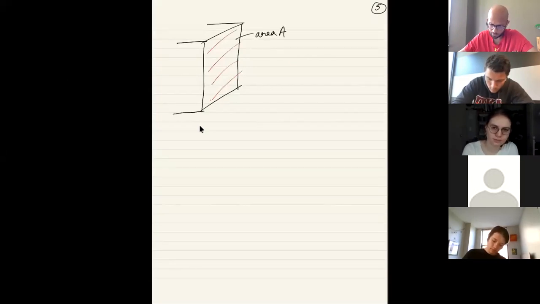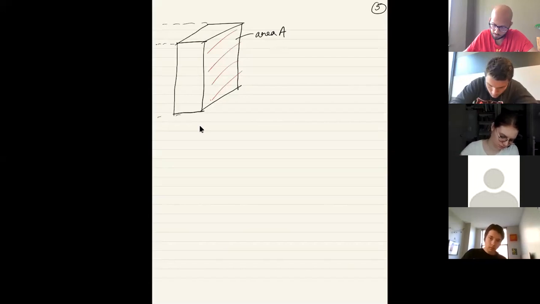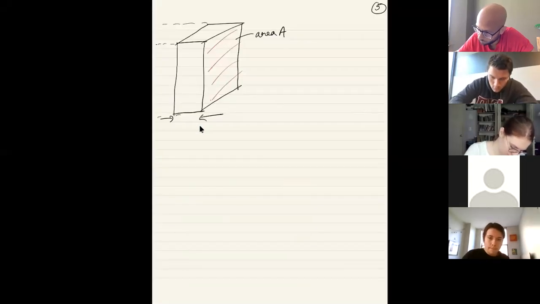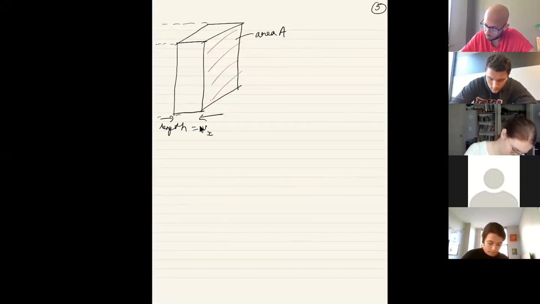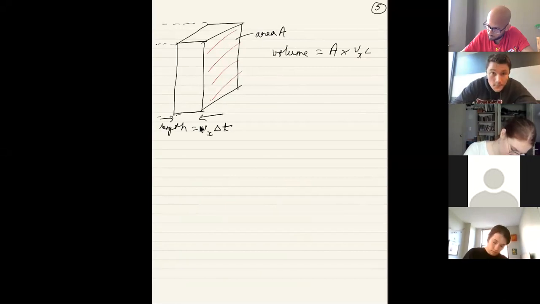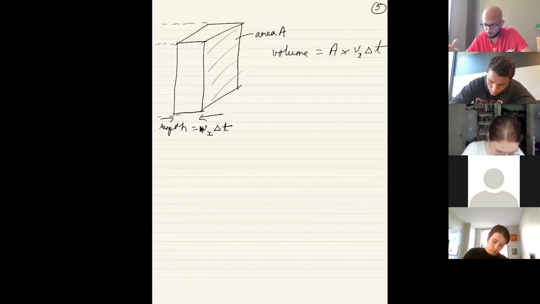The idea in calculating n prime is to focus on a thickness close to the wall. The whole box is much bigger, right? It goes this way. We are going to focus on a length given by Vx, whatever the speed was in the x direction, multiplied by delta t. All particles inside this volume, given by area multiplied by Vx delta t, will hit the wall at some point in delta t, right?